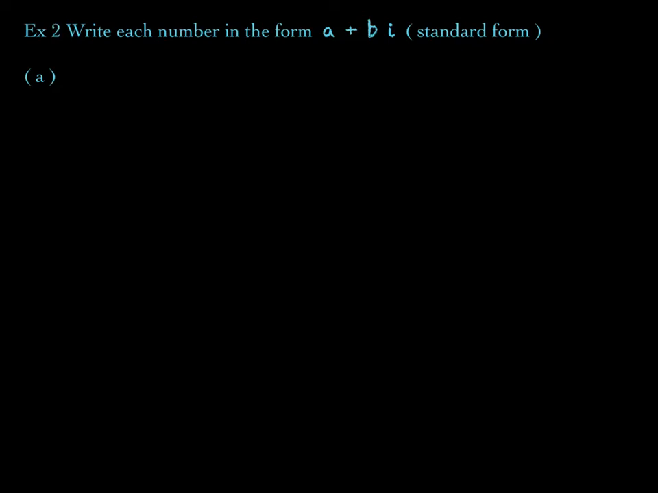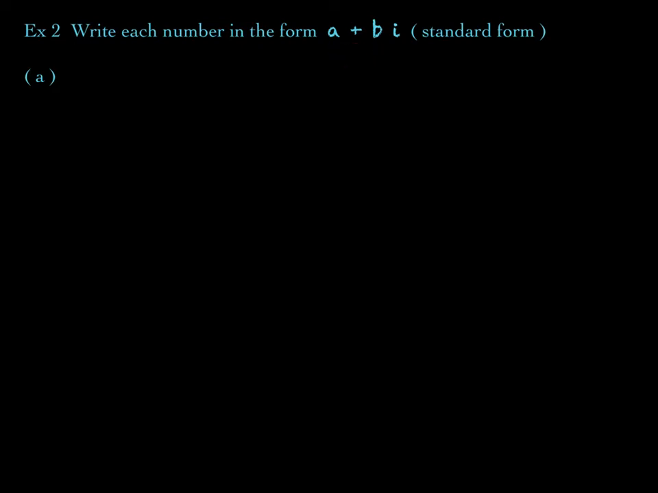All right, so example number 2, I want us to write each of the following numbers in the form a plus bi. Now keep in mind, when you write a number in this form, it's called standard form for a complex number. All right, here we go, guys.